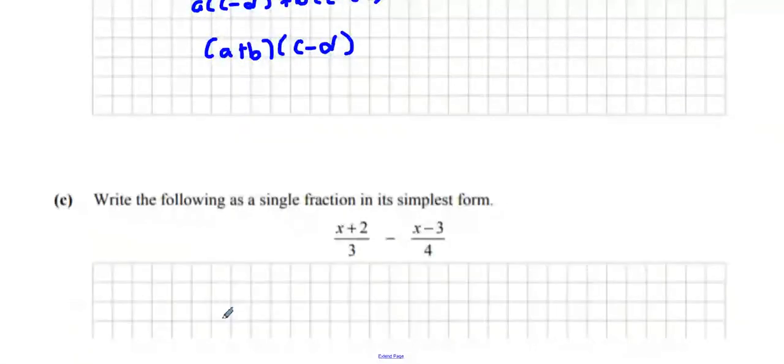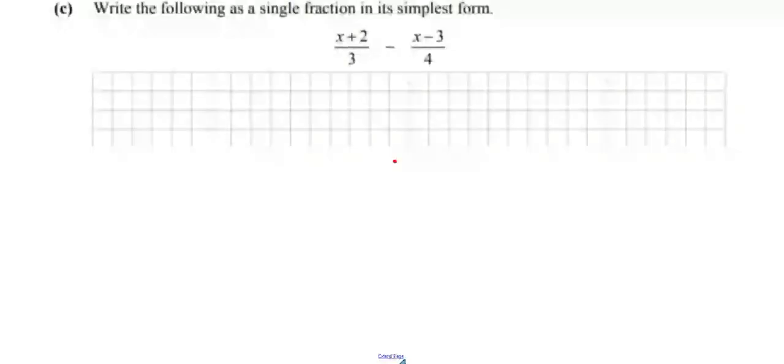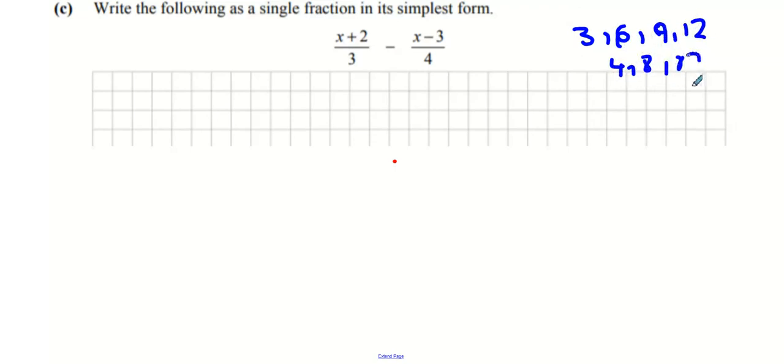Now, next one. Write the following as a single fraction. Well, to put them as single fractions, we need to give them a common denominator. Common denominator between 3 and 4 is 12. Hopefully you all know that. Count up in 3s, count up in 4s, and whichever number comes up first is the winner. So we're going to multiply top and bottom by 4. Then we're going to multiply top and bottom by 3 here.